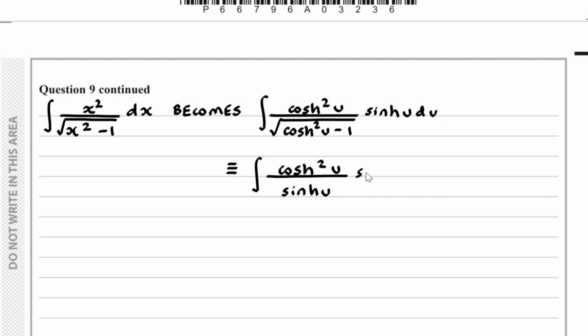And then we've got hyperbolic sine u du. This and this cancel out for us happily. So we've got the integral of hyperbolic cosine squared of u du. Now, do we know what hyperbolic cosine u squared is?